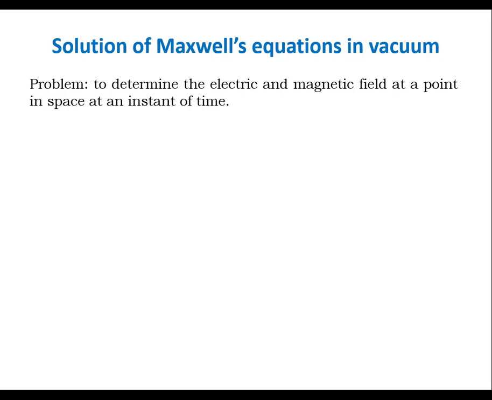The problem in electromagnetism is to determine the electric field and magnetic field at any point in space at a given instant of time. It means that there are two unknowns. To find them, we have four equations. So, we need to reduce four equations into two.